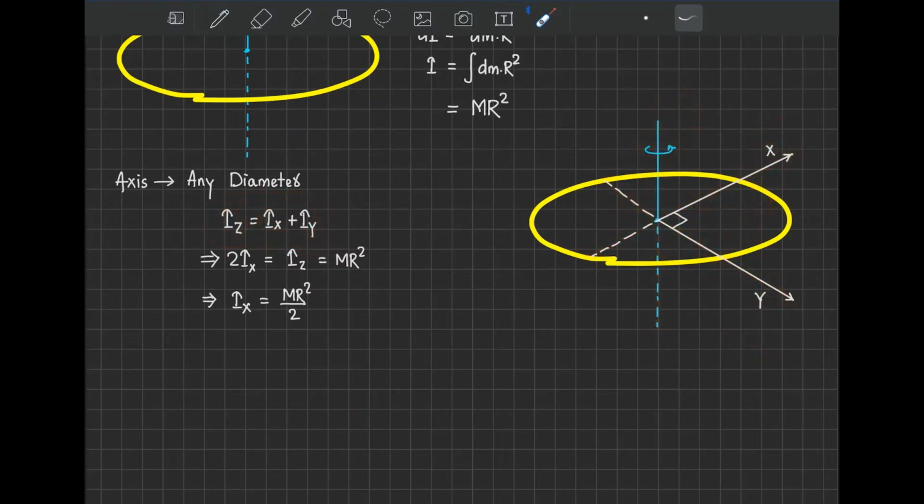Now Ix and Iy must be the same, because both are about a diametrical axis and the diameter divides the ring in the same way in both cases. So Ix plus Iy equals 2Ix, and this equals Iz. The Iz value we just found in this derivation is mr square. So the Ix value will be mr square by 2. That means the moment of inertia of a ring about any diameter is mr square by 2. This is the moment of inertia of the ring. Now let's see another case.